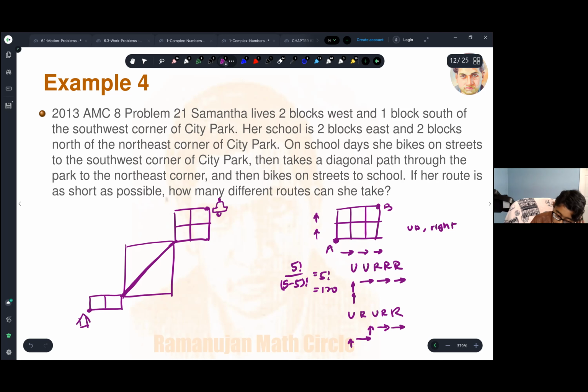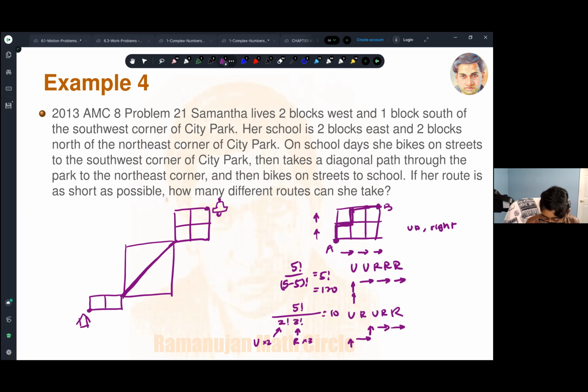But remember that U is repeated and R is also repeated. So you have to divide by the number of occurrences of each letter, as a factorial. That would be 5 factorial divided by 2 factorial times 3 factorial, because R occurs 3 times and U occurs 2 times. That equals 10 if you solve it. So there are 10 ways to go from A to B.